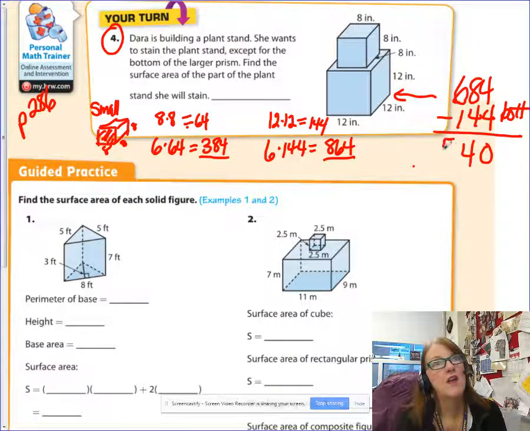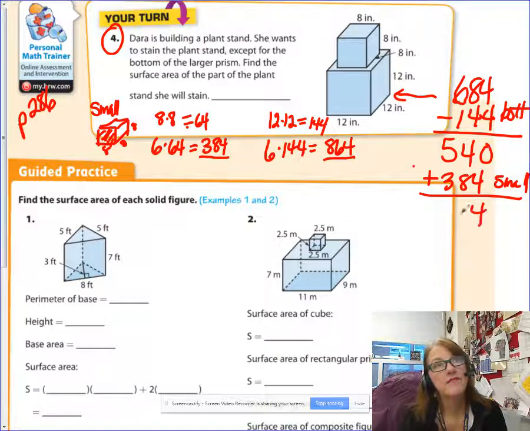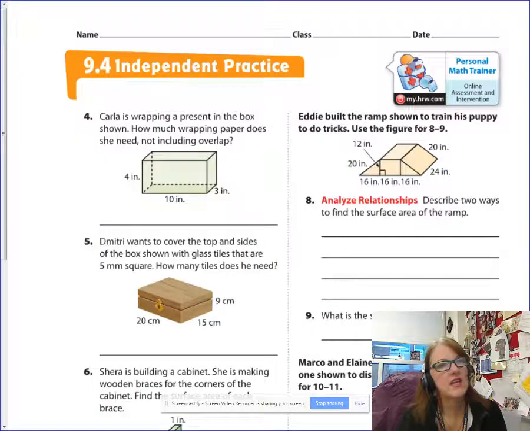So we have 540 for the big one, and then we have 384 for the little one. So what I would think of doing is simply adding these two together now. Take 540 and then add the 384 for the smaller one. And when you do that, I got 924. Okay. And then when I looked in the back of the book, that wasn't the right answer. Or I should say the handy dandy teacher's edition.